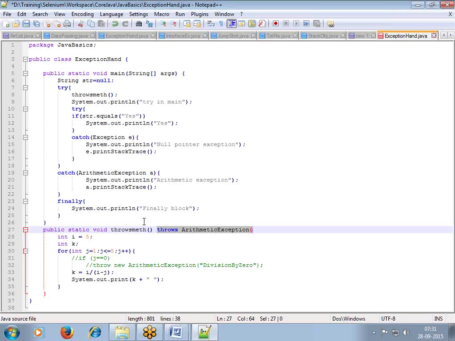Understand? If you define a try-catch block inside this method, then this throws statement is not required here. Are you clear?